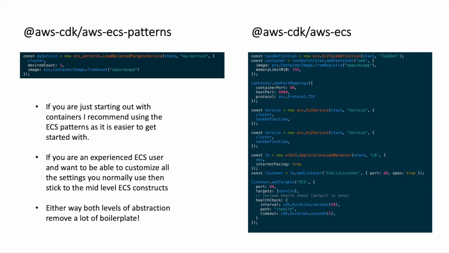If you're a more experienced user or you just want to dive a little bit deeper, you can check out the AWS ECS constructs to stay a little bit more mid-level and control everything yourself. But either way, you're removing a lot of abstraction and a lot of boilerplate, because both of these code samples here would expand to about 2,000 lines of CloudFormation directly.